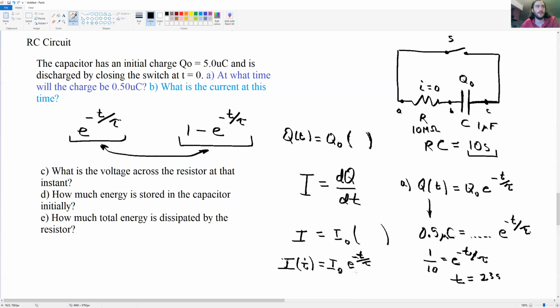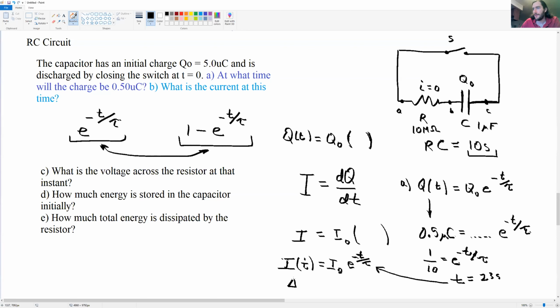The current is also decreasing. So you just take that 23 seconds, you plug it in over here, and what you're going to find is the value of the current at that time. The question is, what is I0 though, right? We don't necessarily know what I0 is. Well, I0 is given by Ohm's law.